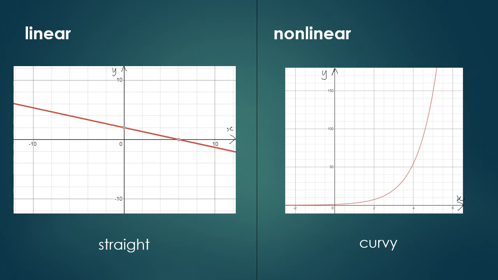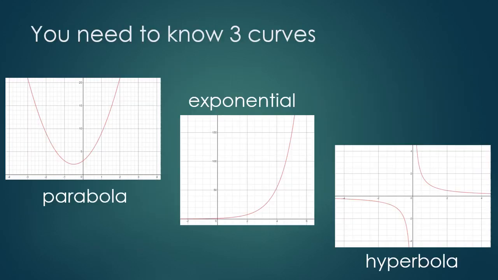A nonlinear relationship is when the two variables are related by something other than a straight line, for example, by a curve. There are millions of different nonlinear relationships that can occur, but you need to know about three types.